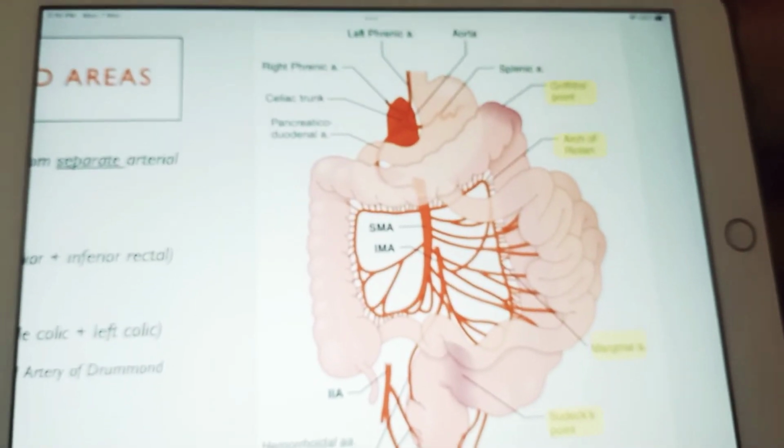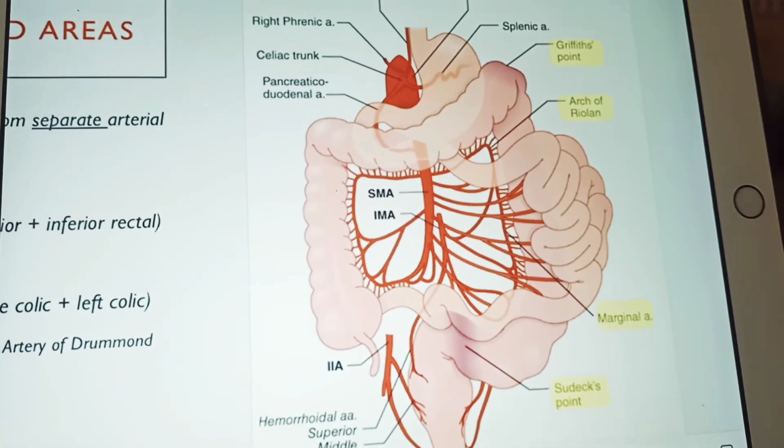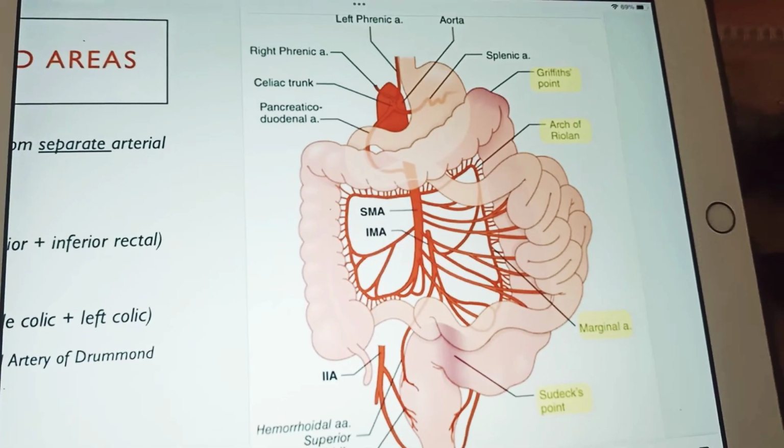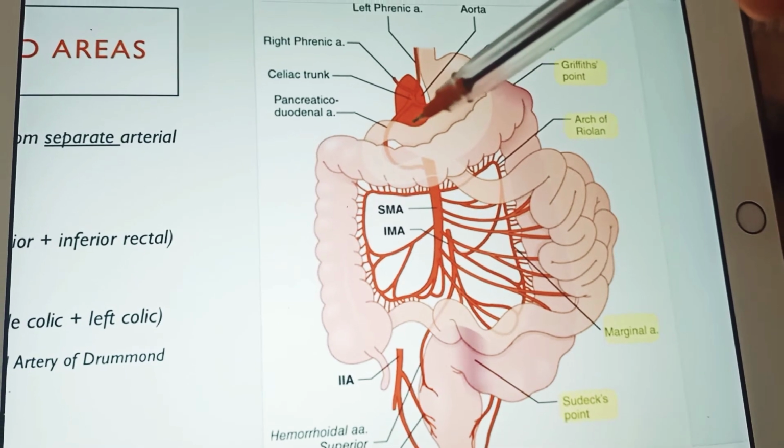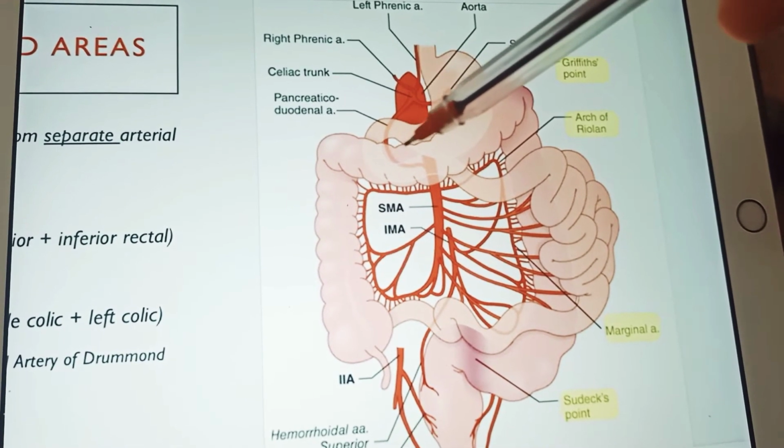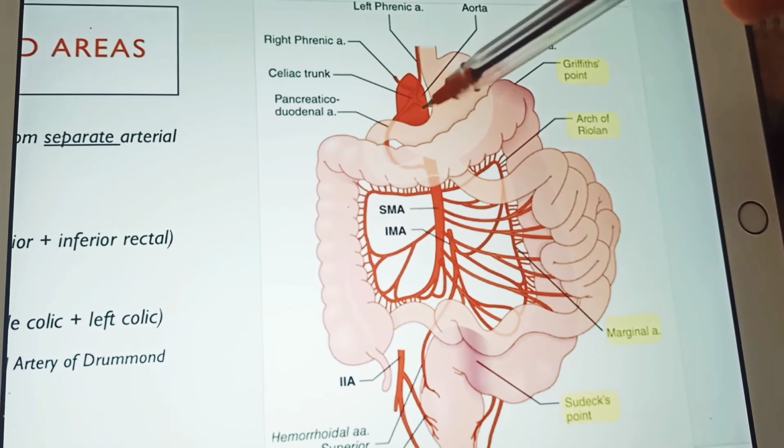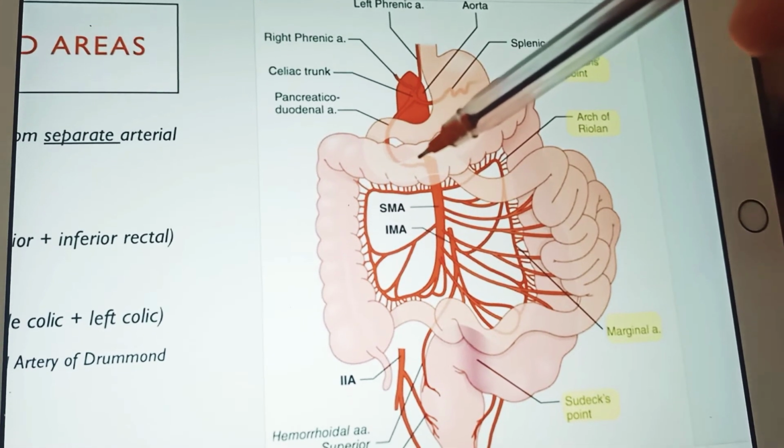Now let us check out the dual blood supply areas. So the dual blood supply areas are, first one is the pancreas and the duodenum, because they are supplied by the celiac trunk and also the superior mesenteric artery.